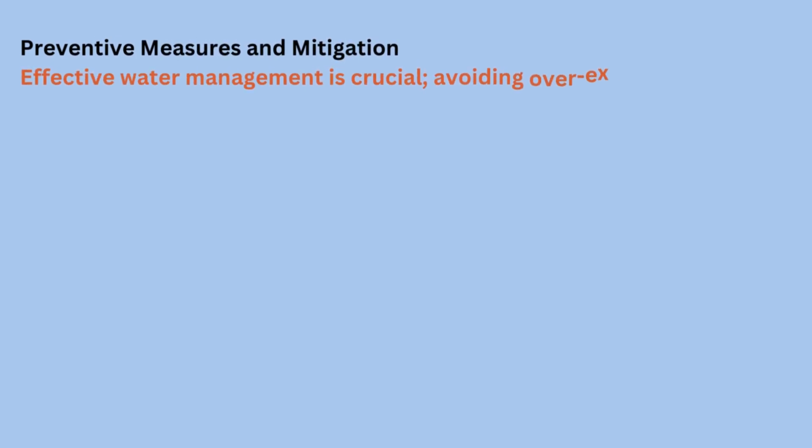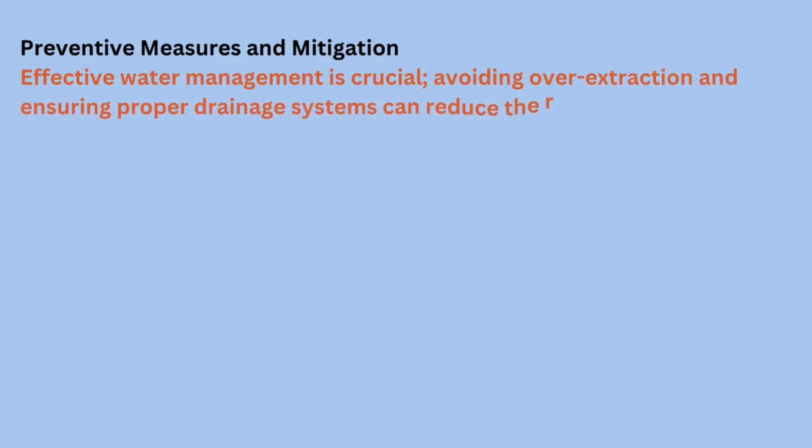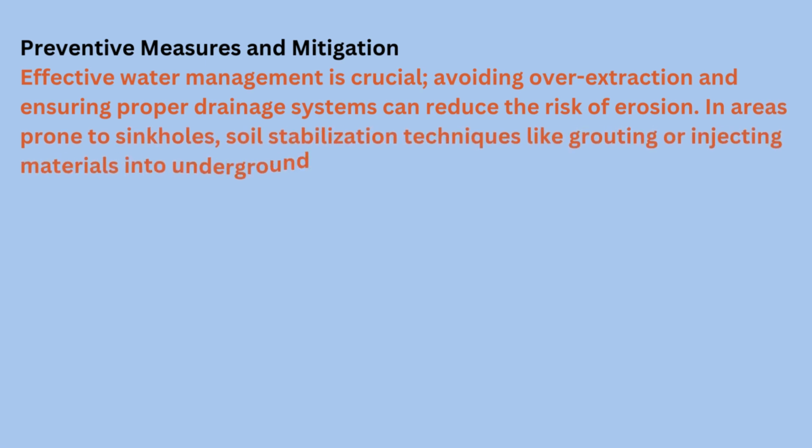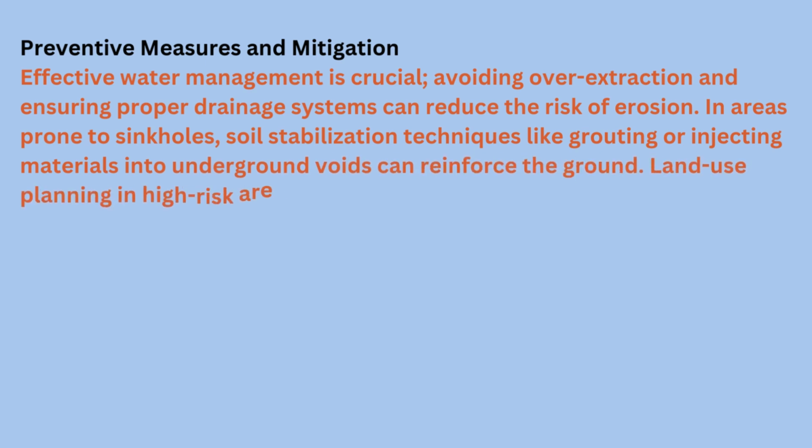Preventive measures and mitigation. Effective water management is crucial. Avoiding overextraction and ensuring proper drainage systems can reduce the risk of erosion. In areas prone to sinkholes, soil stabilization techniques like grouting, or injecting materials into underground voids, can reinforce the ground. Land use planning in high-risk areas also helps minimize potential damages.